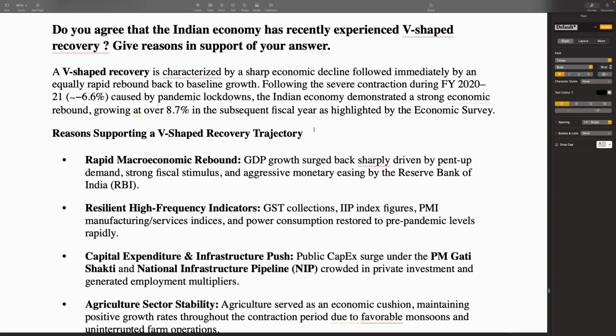Rapid macroeconomic rebound. GDP growth surged back sharply, driven by pent-up demand, strong fiscal stimulus, and aggressive monetary easing by the Reserve Bank of India.